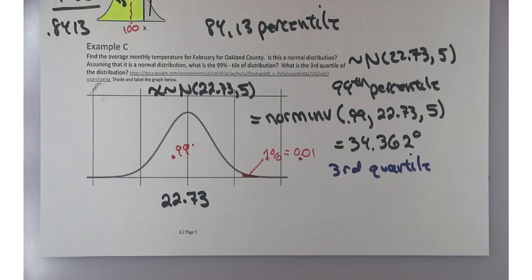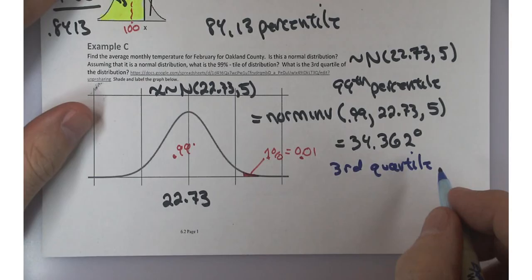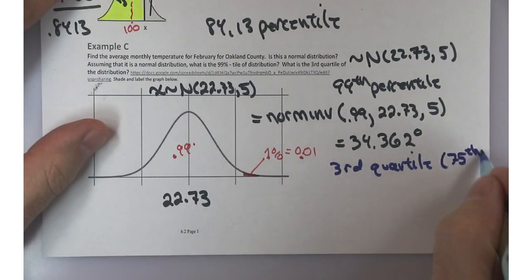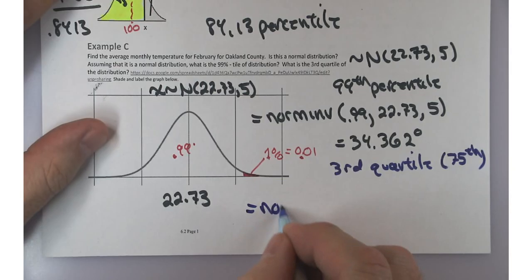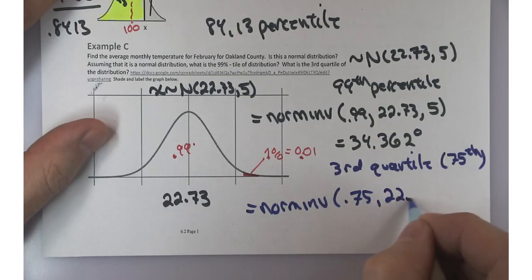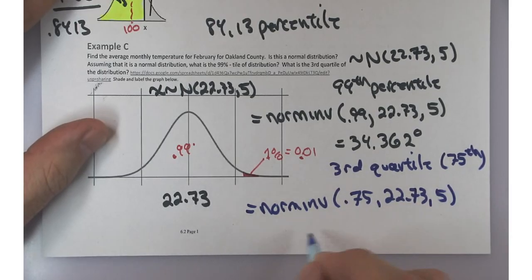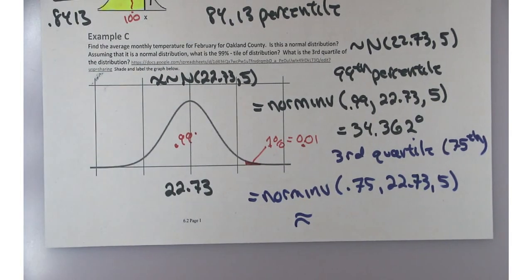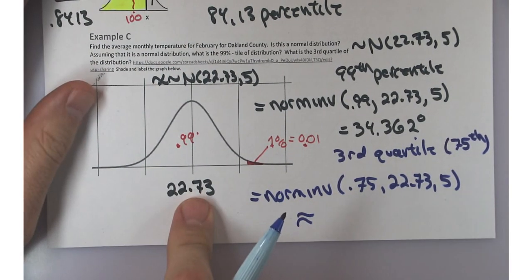What percentile does that turn into? What percentile is the 75th percentile? Anyone, first one. All right, so it's going to be the 75th percentile. So we're going to do essentially the same command, understanding the third quartile is the 75th percentile. So it's going to equal norm inverse of 0.75 and 22.73 and 5. And that'll equal, let's see, am I expecting a number bigger than 22.73 or less than 22.73?